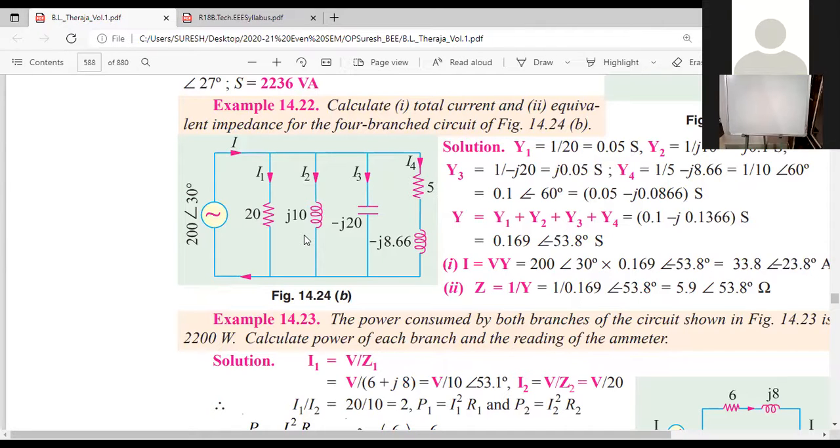Have you drawn? Yes, sir. Okay. Now see here. How many branches are there? Five branches are there. In one branch, voltage source is there. In the second branch, what is the impedance?